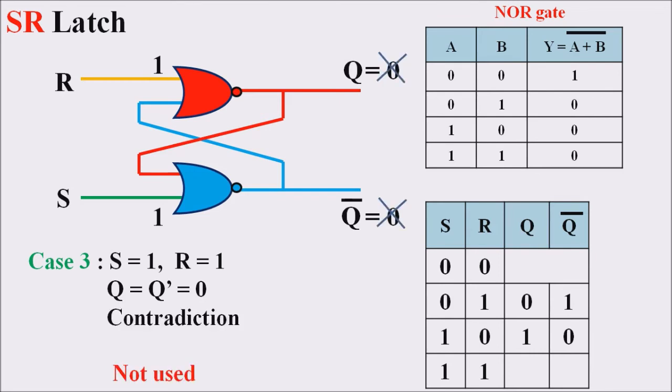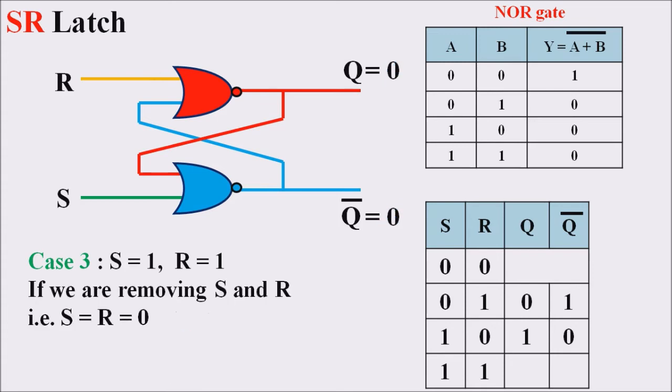So this is a contradiction, that both the values of Q and Q complement are 0. This cannot be given in a circuit, or this does not exist in a circuit. That's why this condition cannot be used in a digital electronic environment. That is, S equal to 1, R equal to 1 should not be used in a circuit. So now let us discuss what will happen if we remove these two signals, that is, S equal to 0 and R equal to 0 are given.